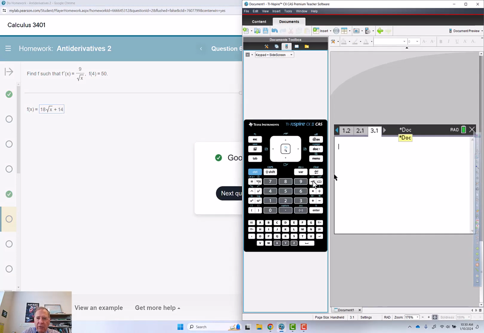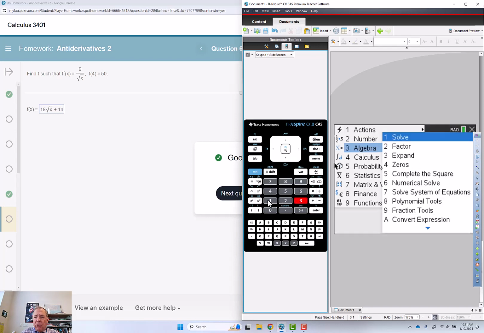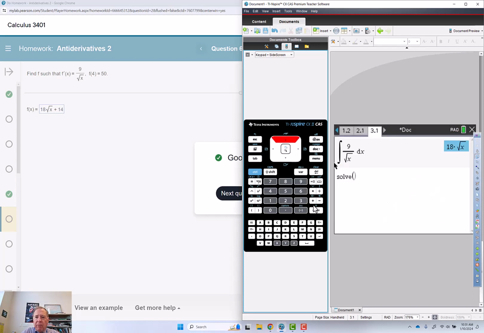I'm going to go to the palette of math and get the indefinite integral. Fraction 9 over the square root of x, tab, tab, tab, put in the dx. And there's my antiderivative without the plus c. Menu, 3 for algebra, 1 for solve. Go grab my antiderivative, put in the plus c. And we know that at x equals 4, this is equal to 50.